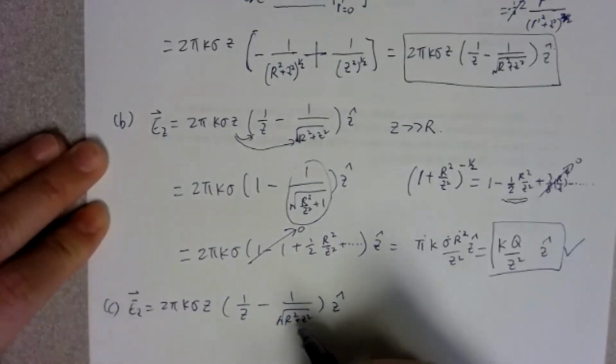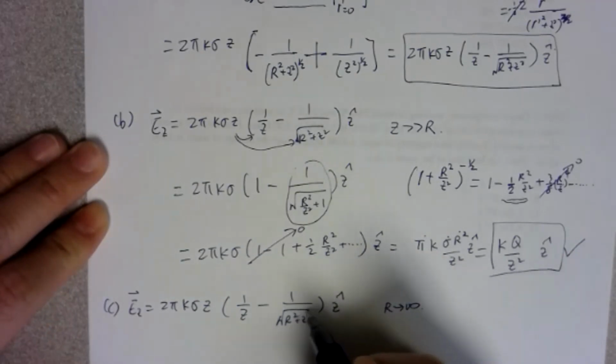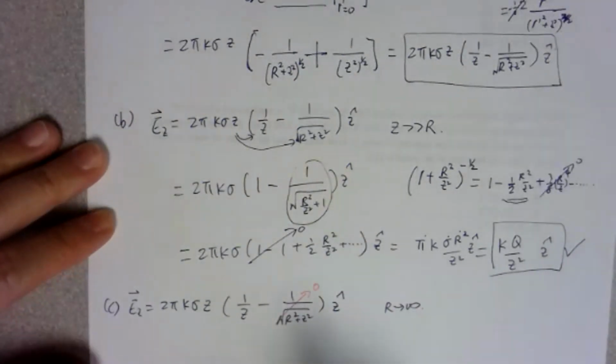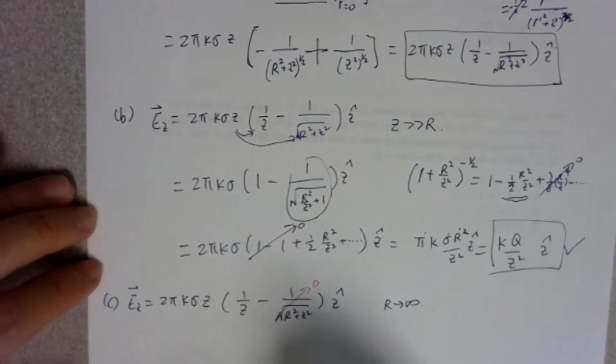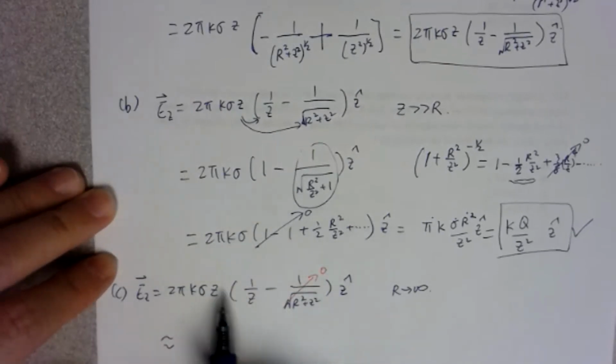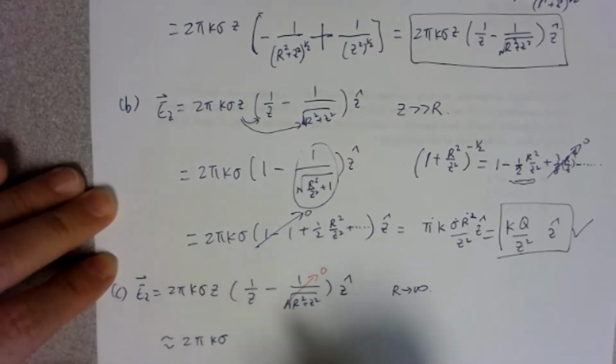So if your R is very big, R goes to infinity. So then this thing goes to infinity, 1 over that goes to infinity, right? So 1 over infinity then goes to 0, right? So then this is approximately equal to Z, and Z and Z will cancel, right? Just equal to 2 pi k sigma only, right? Z and Z cancel, and then in the Z direction.